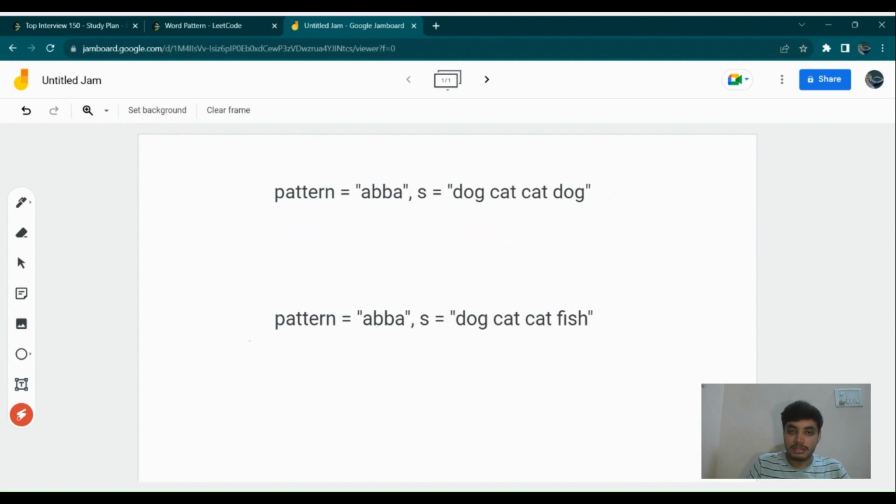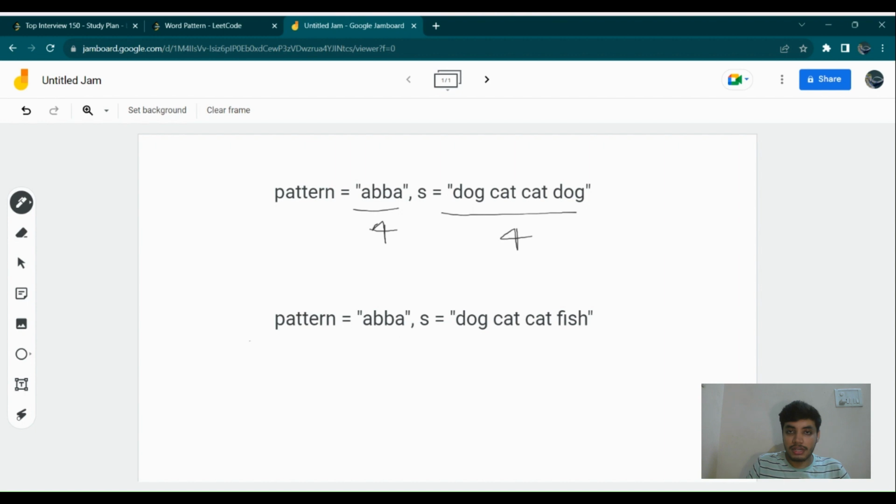Now let's start thinking about the algorithm. In the first part of the algorithm, the first important point is that the pattern length and the number of words in the string should be equal. That means if you have a pattern of length 4, we must have the number of words equal to 4, because if we have any mismatch, then it is not going to follow the pattern.